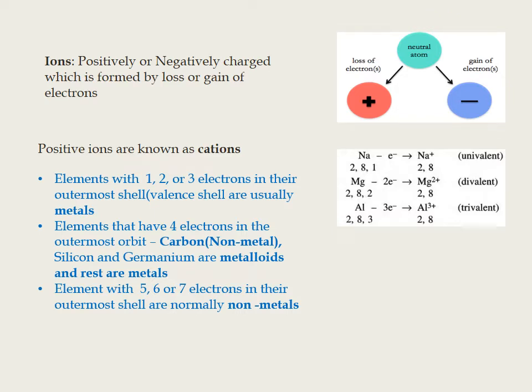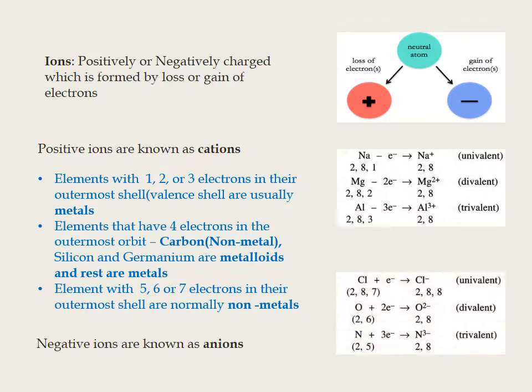Atoms with 7, 6, and 5 electrons in their valence shell gain 1, 2, or 3 electrons respectively in order to complete their octet, and thus they form monovalent or univalent, divalent, and trivalent negative ions. Negative ions are also known as anions. The below picture represents the monovalent, divalent, and trivalent.